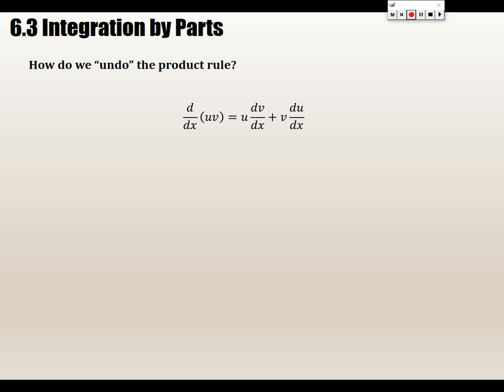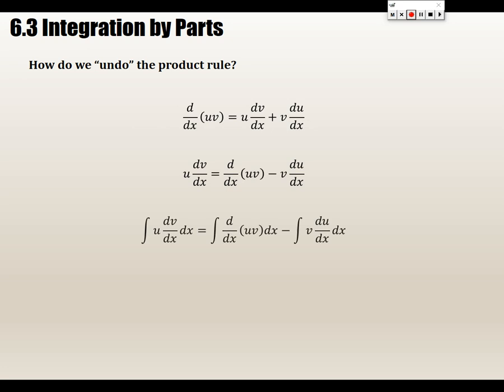Do recall that this is, in fact, the product rule in Leibniz notation. I'm going to move things around here a little bit. I'm going to move the u times dv dx and isolate that, and move the other part over, v du over dx. I'm going to integrate everything with respect to x, and the dx's all go away in the various locations.